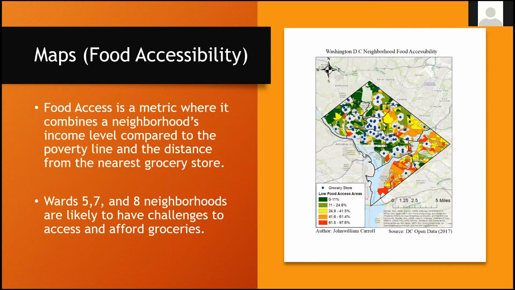Here, for DC Open Data, they combined the neighborhood's income level compared to the poverty line and the distance to the nearest grocery store. Hopefully it's big enough to see, but I decided to create a map showing the grocery store locations, which mapped in perfectly with the neighborhood income lines, and it shows that the neighborhoods in red are, predictably, Wards 8, 5, and 7, more so on the eastern side of the city.